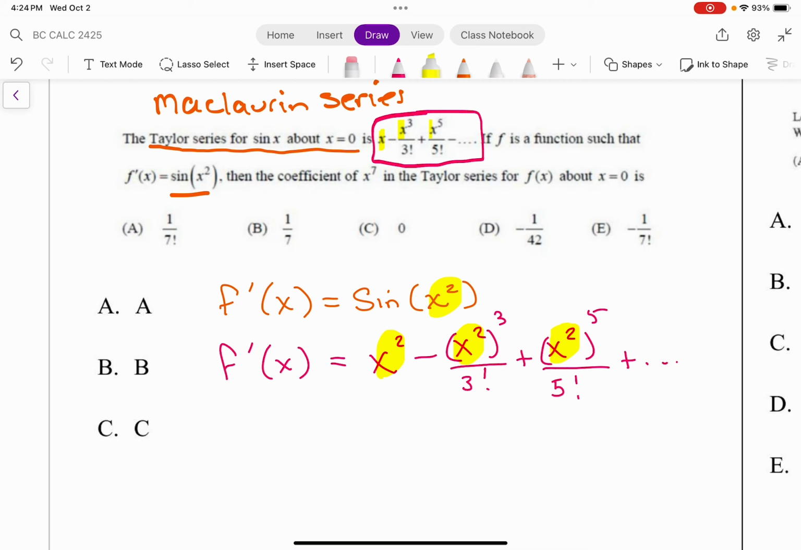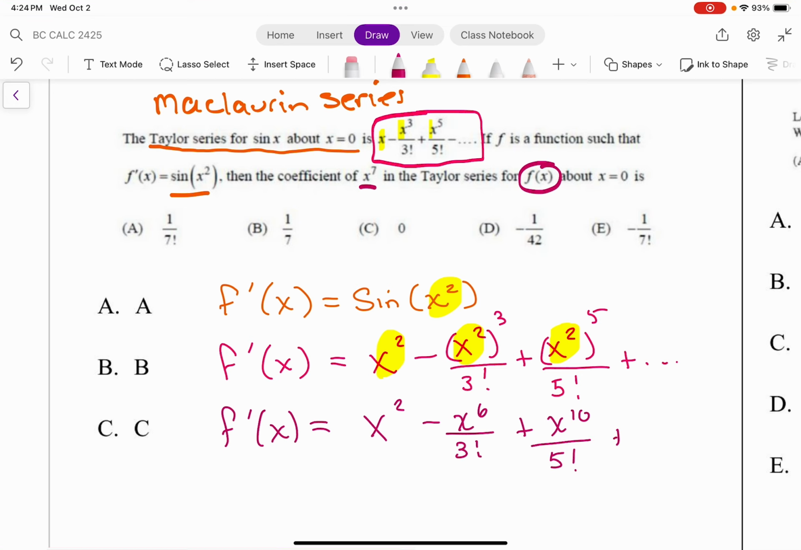We're asked for the coefficient, right? The coefficient of x to the 7th for the series for f of x. So let's simplify this a little bit. This is x squared. This is x to the 6th, divided by 3 factorial. This is x to the 10th divided by 5 factorial.